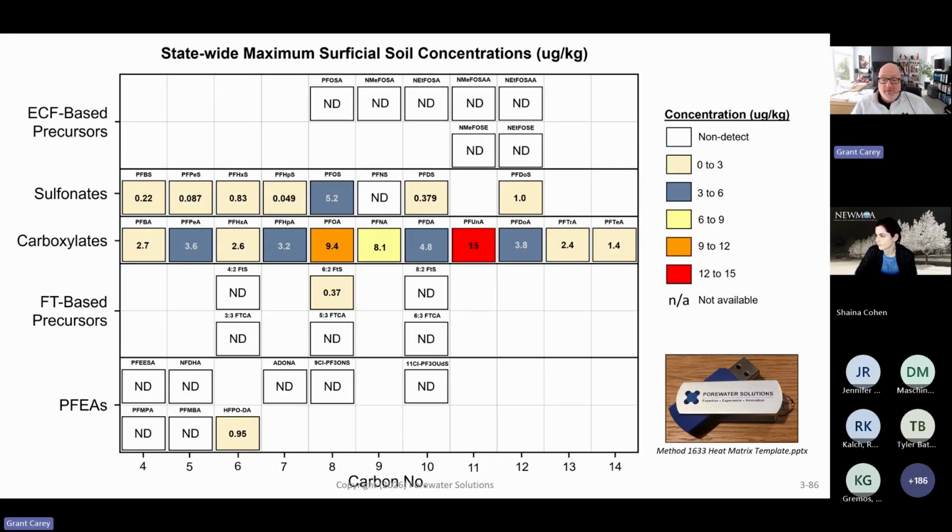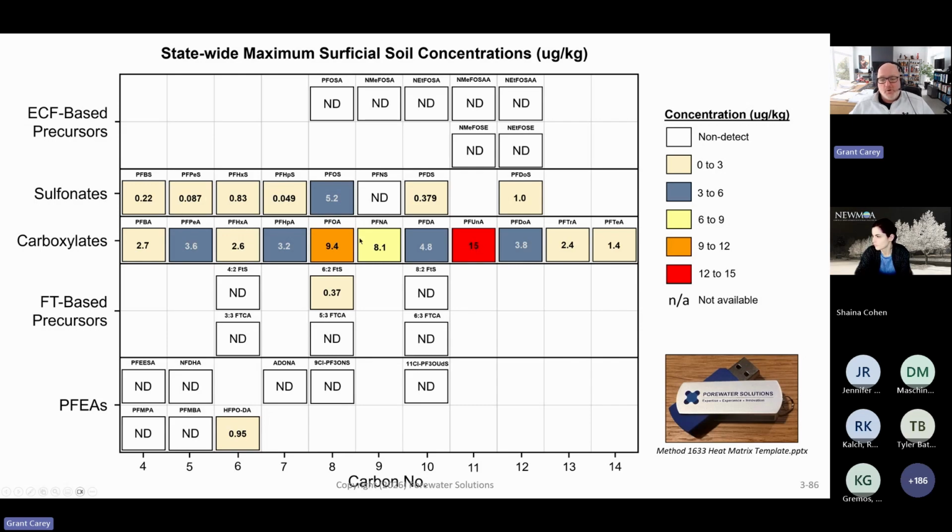So just using the heat matrix again, you can see very different from the one I showed earlier from an AFFF site. These are much lower concentrations. I've changed the intervals here, so we actually see more of a change across the different species. You can see PFNA has the highest background, has the highest PFAS in soil.